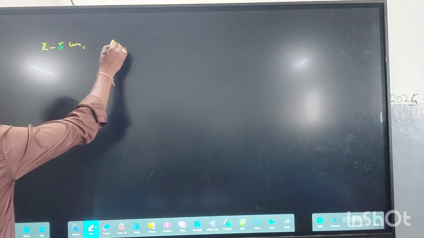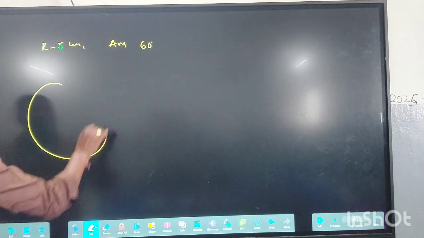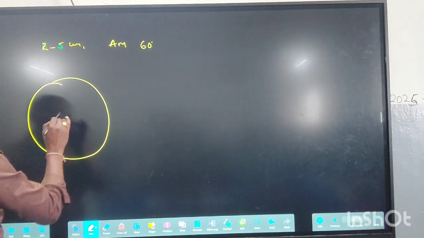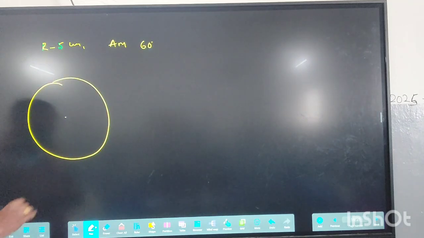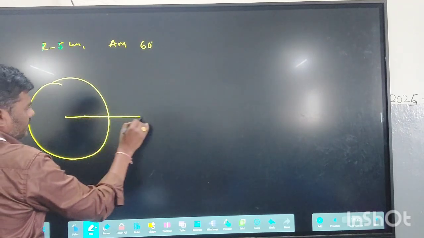Tangent and secant constructions. First one: suppose radius 5 centimeters is given, angle bisector 60 degrees. Now draw one circle with 5 centimeters radius. Again extend 5 centimeters.